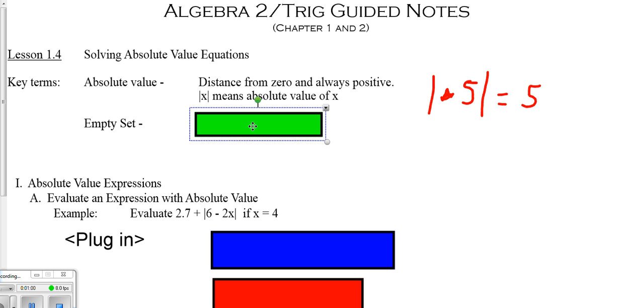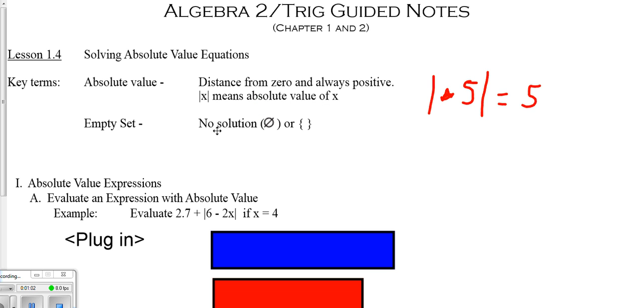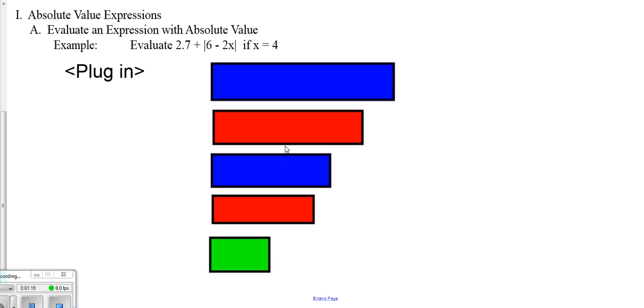The empty set is our next key term. It just means no solution, and you can write it as a big circle with a slash through it, or use set notation, these squiggly brackets with nothing on the inside. So it means there's nothing that will make it true, or there's no solution. So let's go on to absolute value expressions.